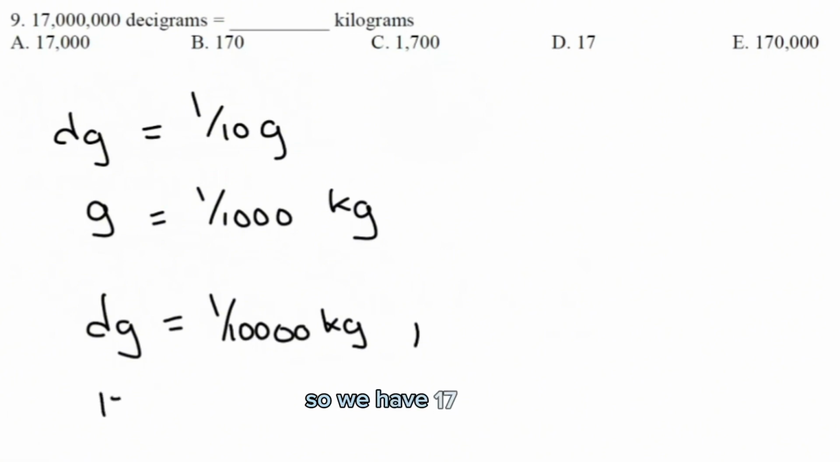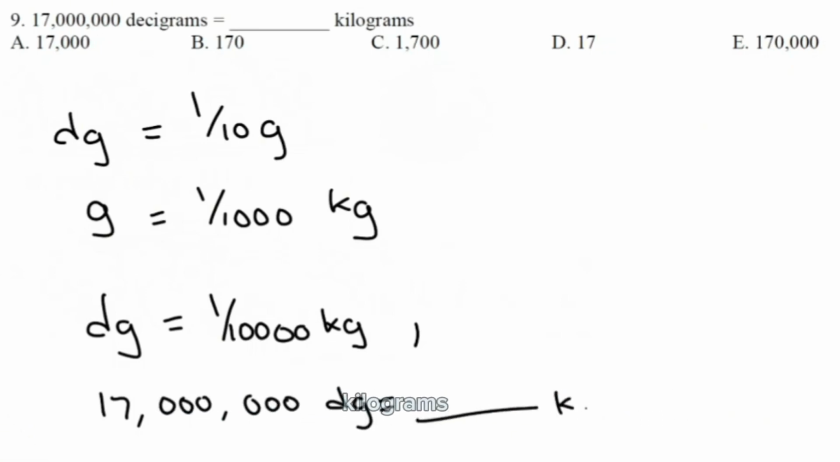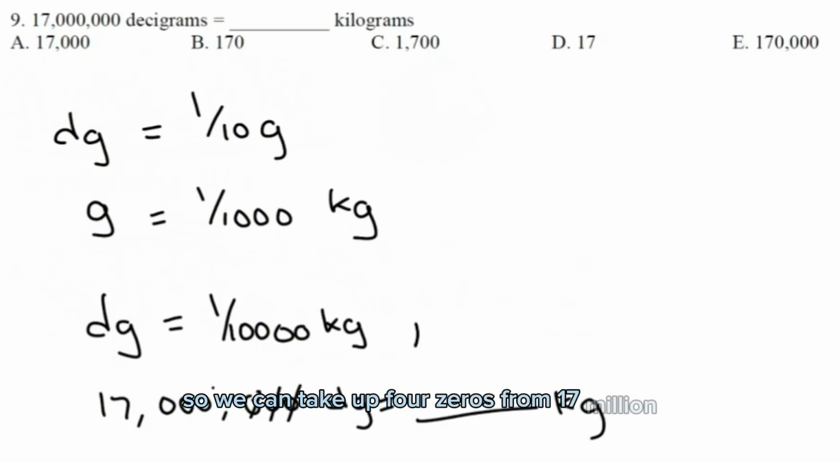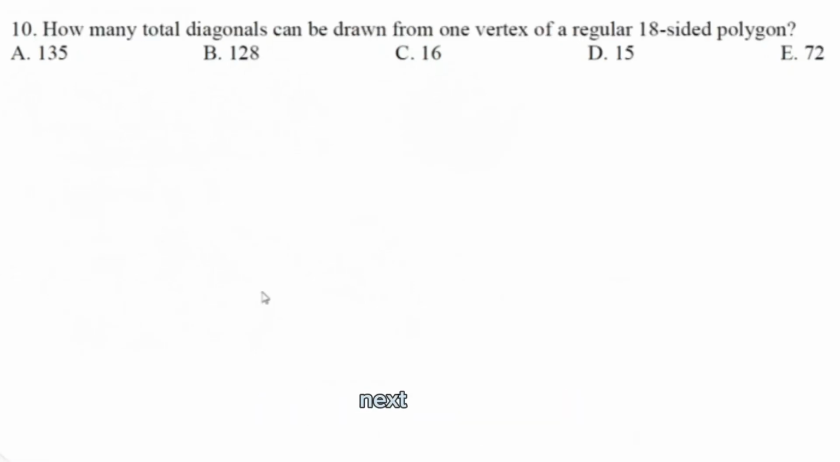Alright, so we have 17 million decigrams. We're trying to figure out how many kilograms. Well, we know that a decigram is 1/10,000th of a kilogram. 10,000 has 4 zeros, so we can take off 4 zeros from 17 million, which leaves us with 1,700. And that's your answer.